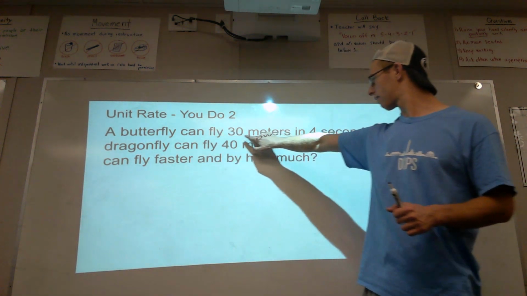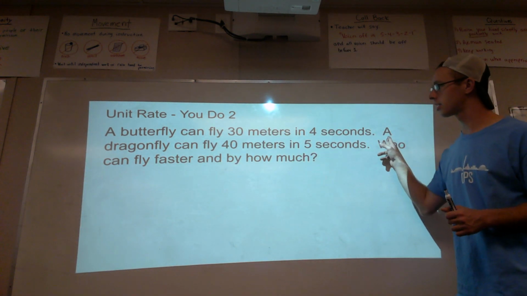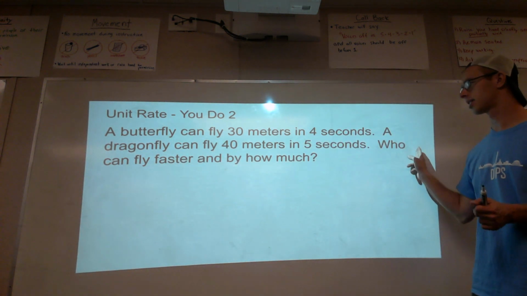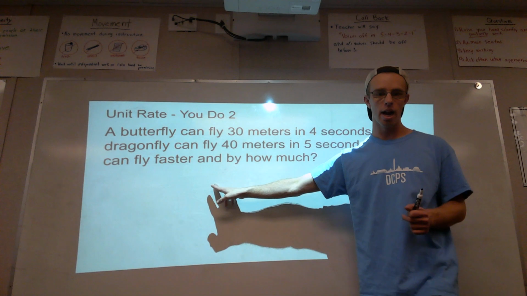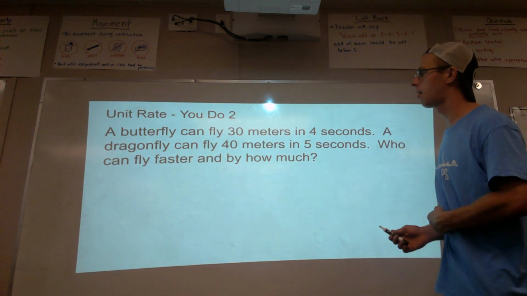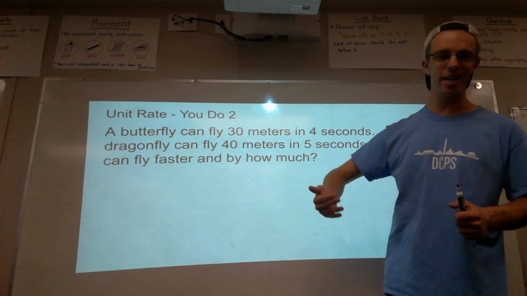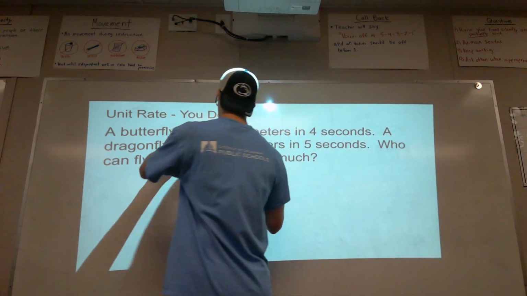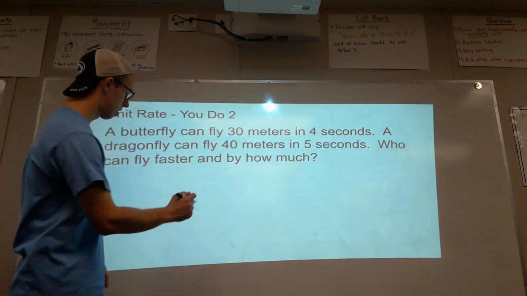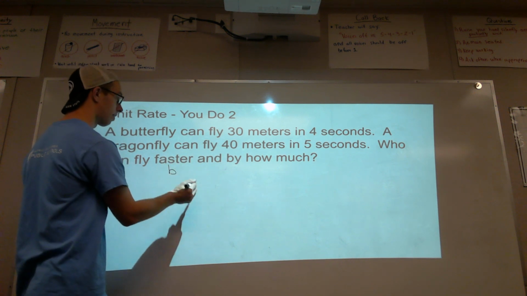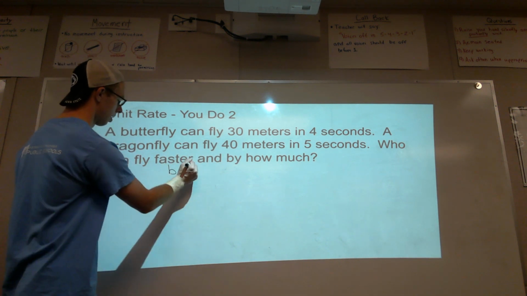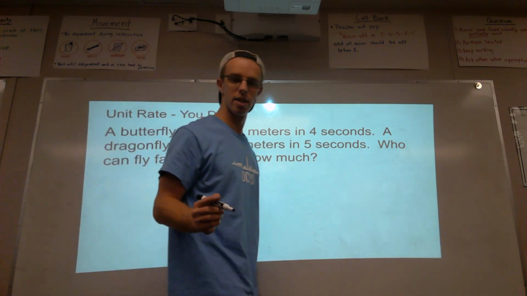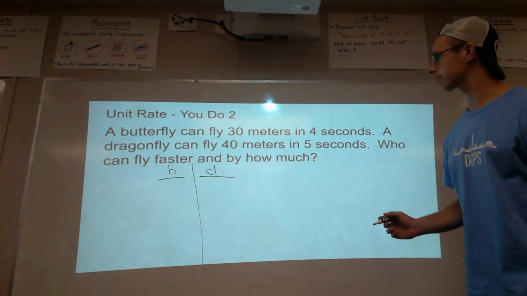A butterfly can fly 30 meters in 4 seconds. A dragonfly can fly 40 meters in 5 seconds. Who can fly faster and by how much? So, again, we are comparing 2 unit rates. Okay? Who can fly faster and by how much? So I'm going to start with splitting my work in half. So I'm just going to write B for butterfly and D for dragonfly. Cut it in half there.